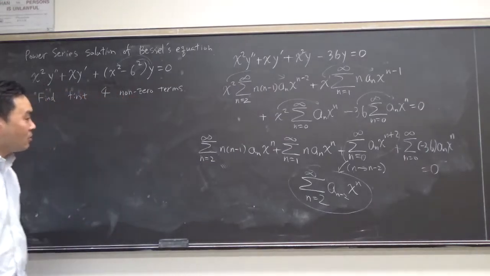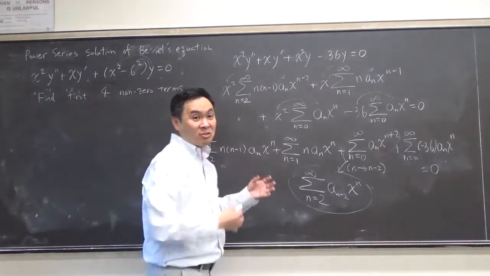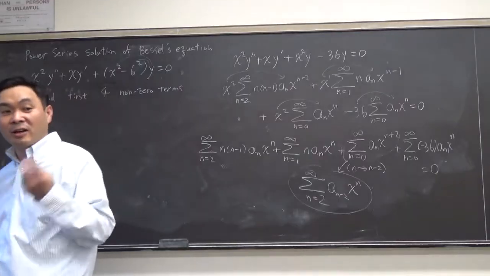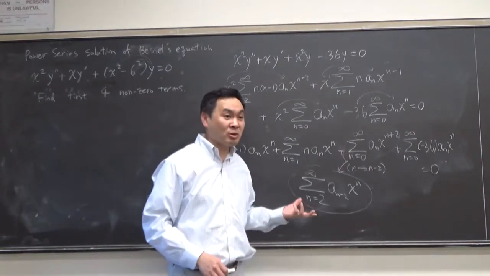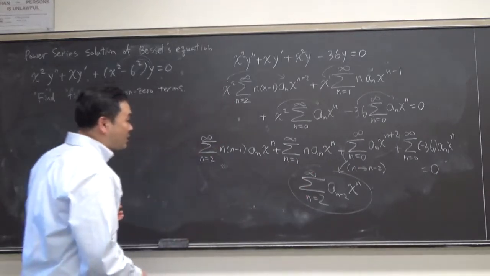Okay, so now we should combine all these sigmas into a single one. For that to happen, n should start where? At 2. So the n equals 0 and n equals 1 terms should be split off from the summation. All right, so the n equals 0 term.